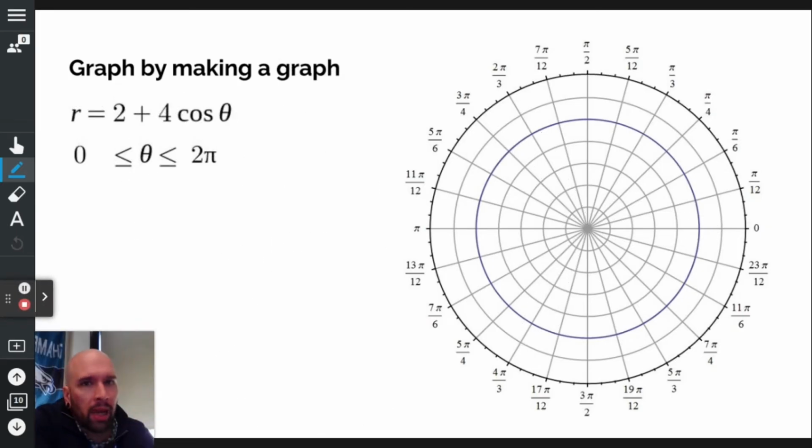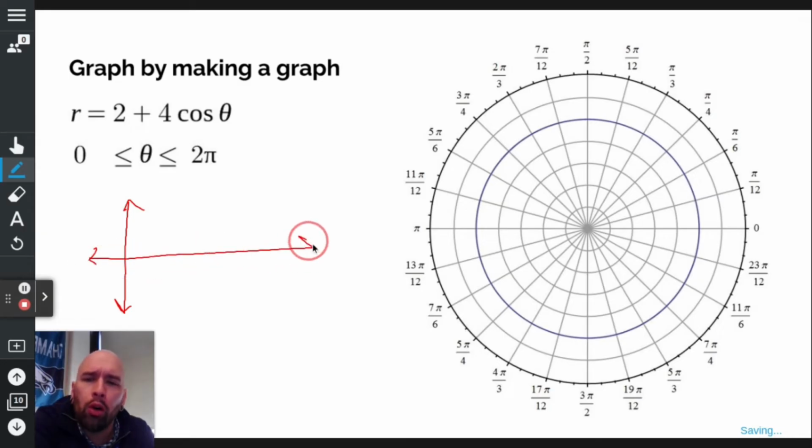All right, now that we've made a couple polar graphs by making tables, maybe this is less tedious. Maybe not. But what I'm going to do is sketch what this looks like on a regular coordinate plane and find a way to translate that onto a polar graph. So let me do that right now. We have 2 plus 4 cos theta. Now, cos theta has a regular period of 2 pi, so that's good news. But this amplitude and the fact that we're adding 2 to it tells me we have a vertical shift with a positive 2 change. So we're going to have a midline here at 2.